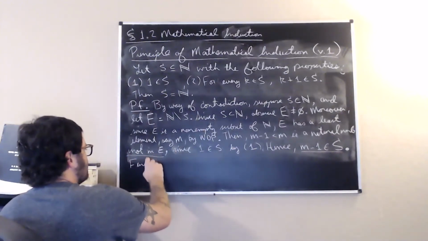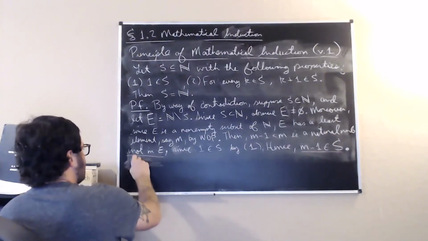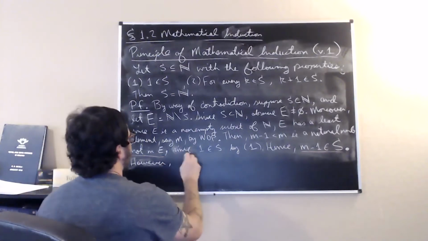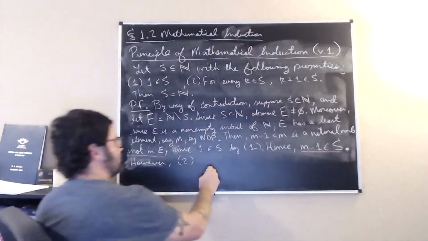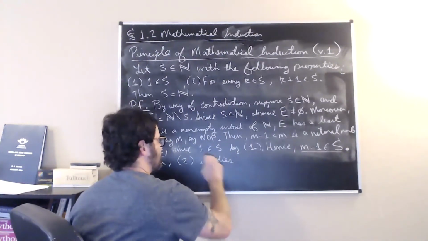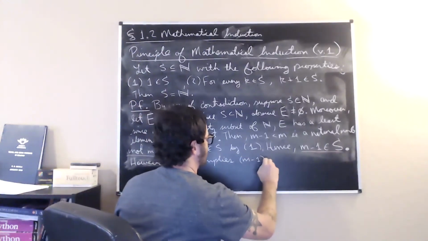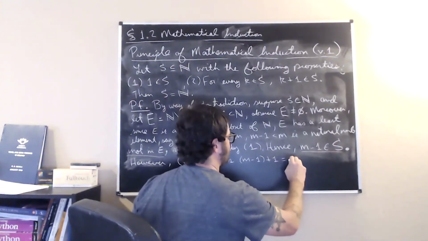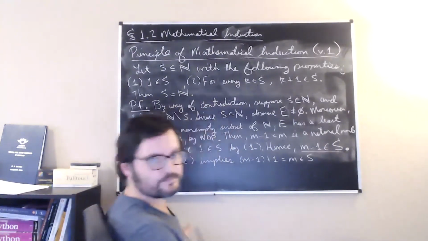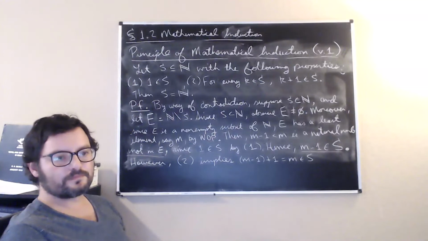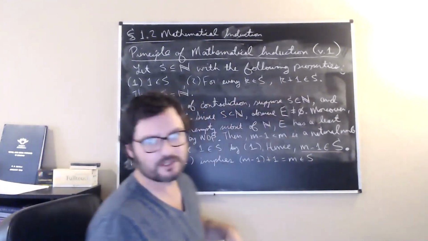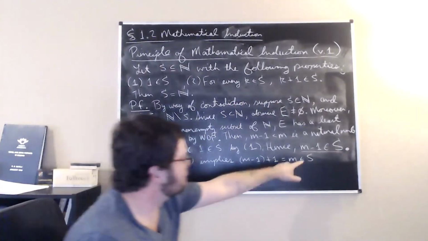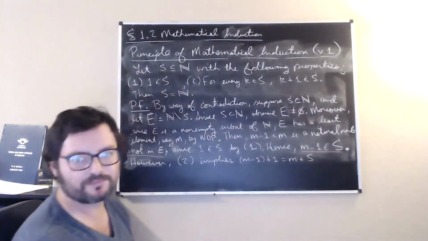So furthermore, however, property 2: if something is in S, then if you add 1 to that, it's also in S. So property 2 implies M minus 1 plus 1 equals M is in S. But what does this say? It says if you have something in S and you add 1 to it, it's also in S. We're assuming that these two things hold for that set S. We know that that's in there, so if we add 1 to it, that is also in there. But why is that bad? What does that do?